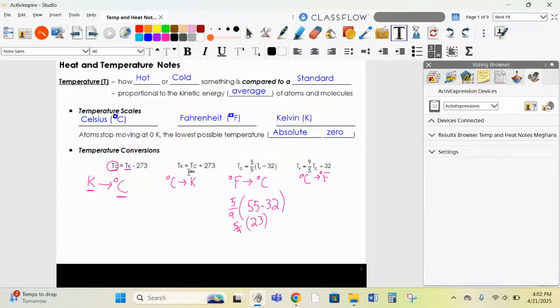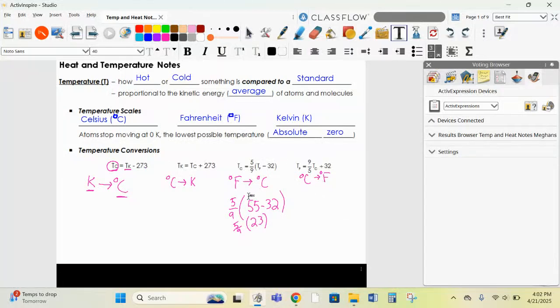If I want to go from Celsius to Kelvin, I want to go to the one that has Kelvin by itself. So I'd plug in Celsius, I'd add 273. If I'm going from Kelvin to Celsius, I just subtract 273. Again, if you're wondering if you did this right, if you end up with a negative Kelvin, you did something wrong, because you cannot have a negative Kelvin.